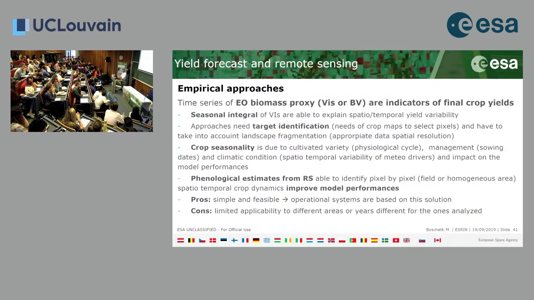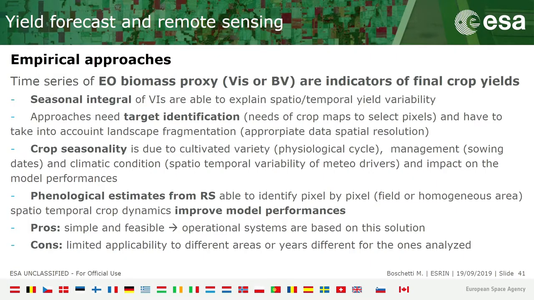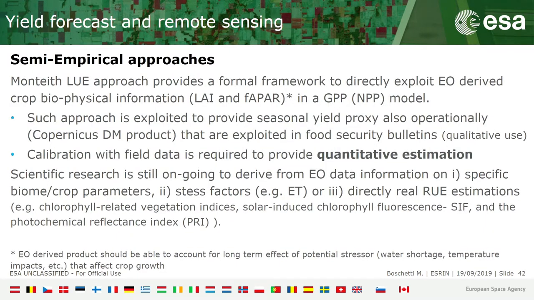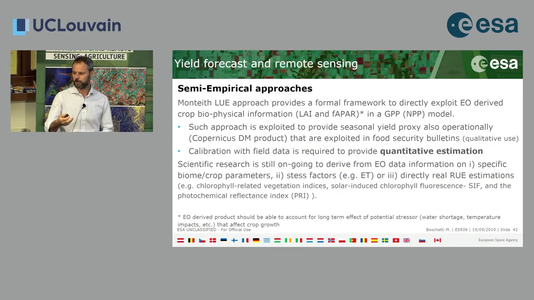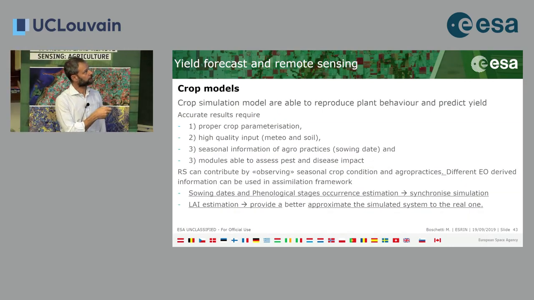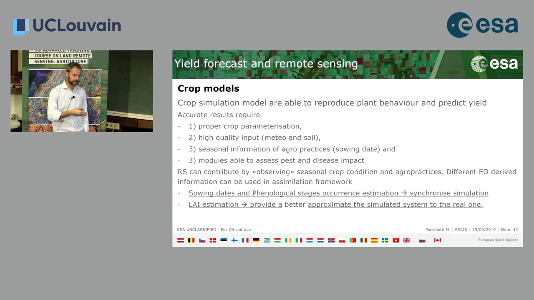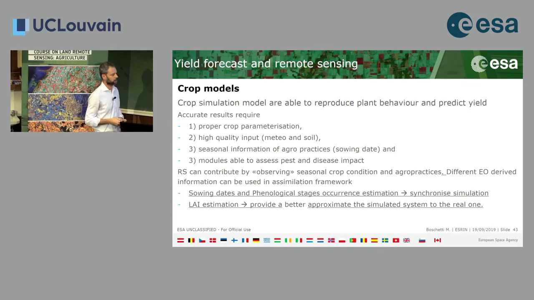Okay. In summary, and then we close: the empirical models that I told you about, based on biomass proxies, can be improved with crop seasonality provided by remote sensing. The pro is that they are simple, but they have limited applicability. But as you say, in real systems they are used a lot. The semi-empirical approach, the one of Monteith, is a step forward. Again, they produce indicators, and those indicators are used in forecast systems and in early warning systems in Africa, for instance. The crop models are really good, but the point is that they should represent reality, and that means you need inputs, and remote sensing can provide the right input to give the information of the season and how it varies in the different areas.